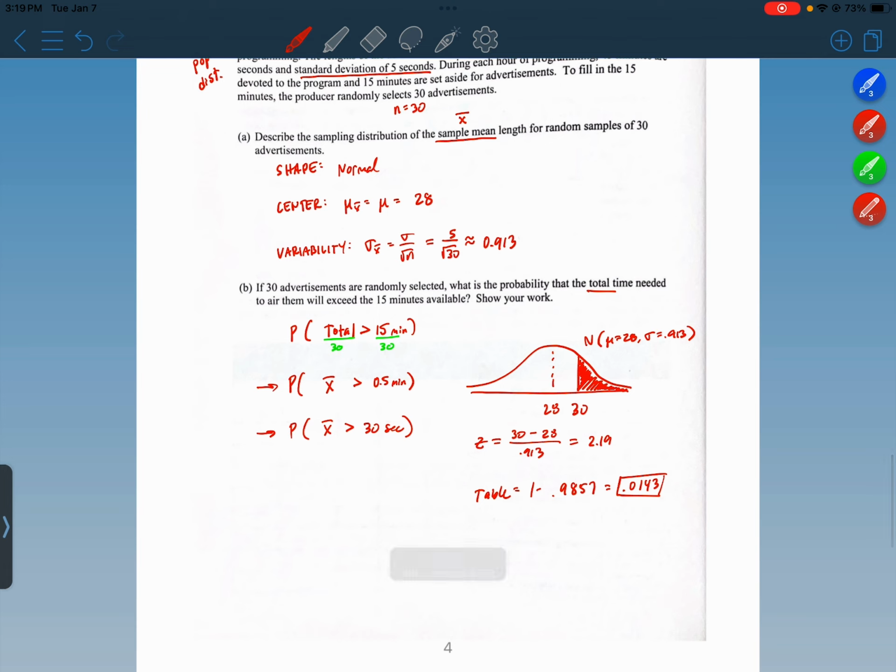as your answer. Okay. So this is the probability that the average time of those 30 ads exceeds 30 seconds, which is equivalent to saying that the average time of the ads exceeds half a minute, which is equivalent to saying that the total time for the ads exceeds 15 minutes.